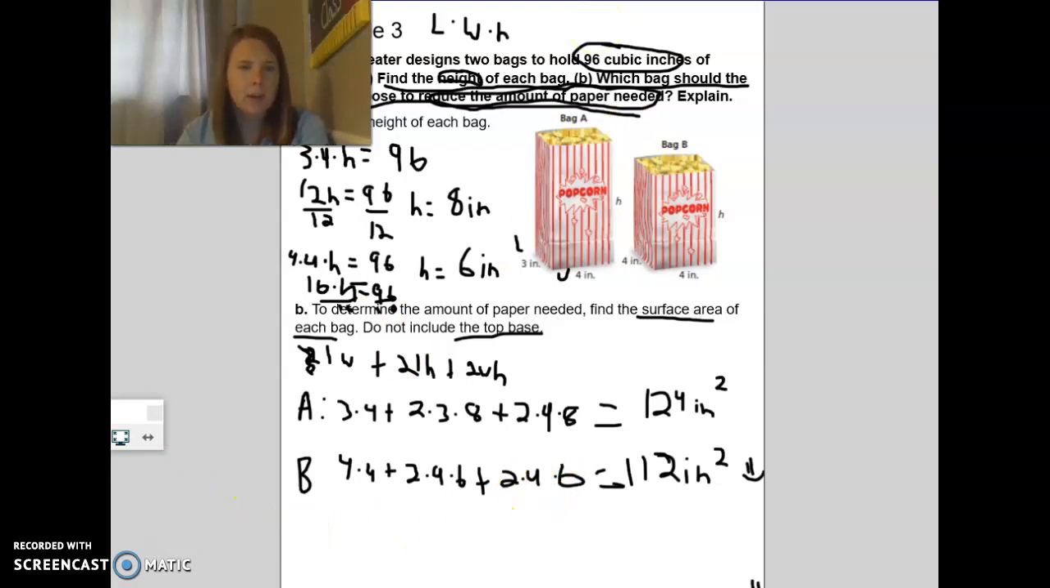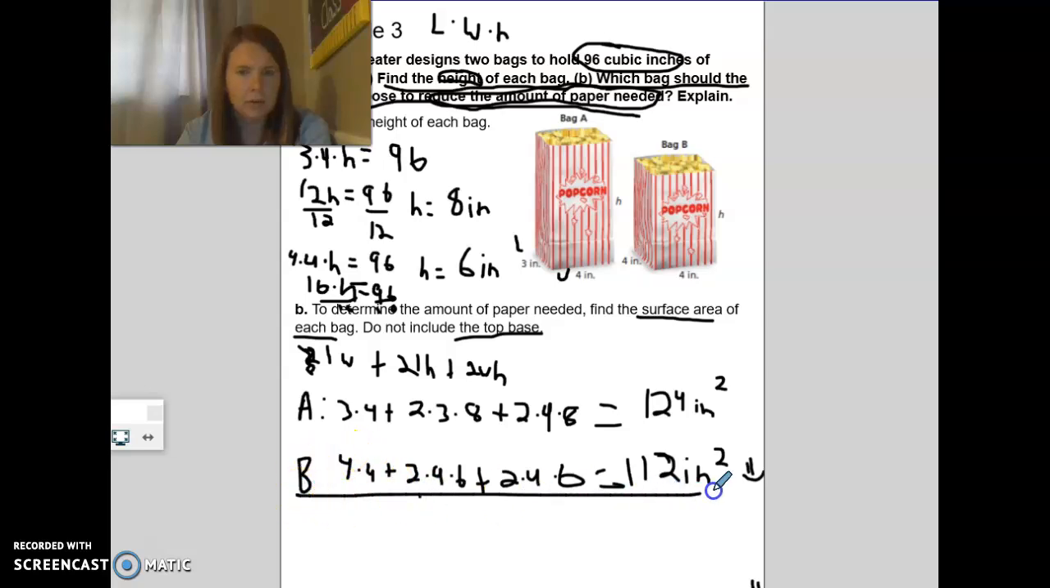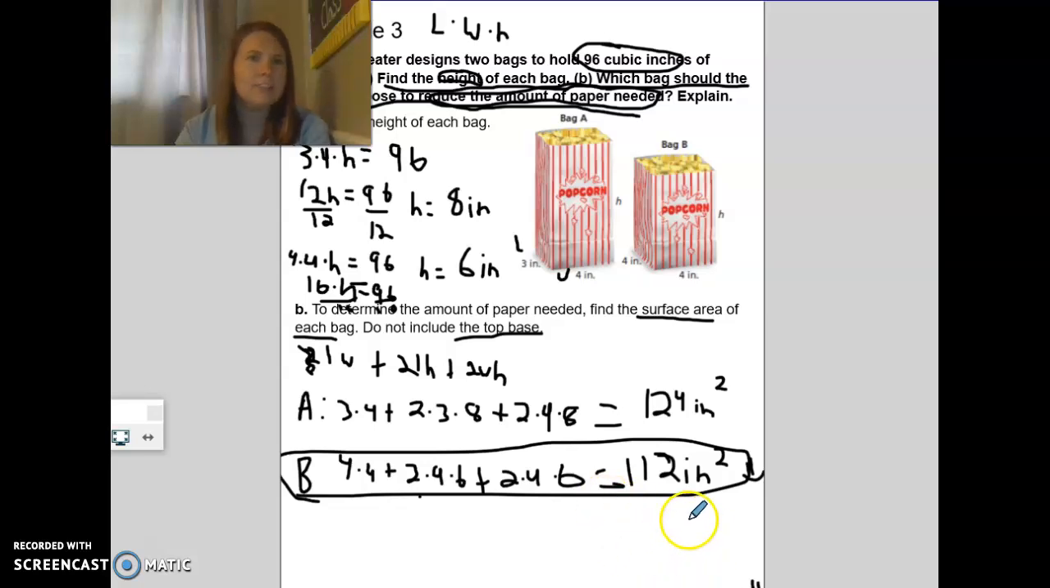So if the movie theater company wants to reduce their amount of paper being used, they are going to want to pick your second option, so B. Okay, so this is the one you're going to want to pick because it has less paper being used. Okay, less surface area means less paper.